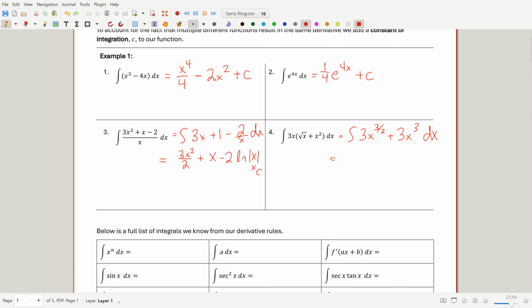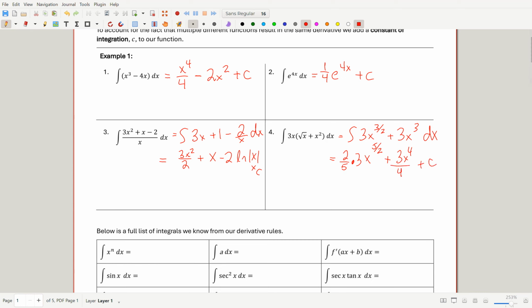Got it. So up the power by 1, so 3 halves becomes 5 over 2. Means I have to divide by 5 over 2, which means I can multiply by 2/5. So I won't do too much without showing it. Plus, this is going to be 3x to the 4th over 4.